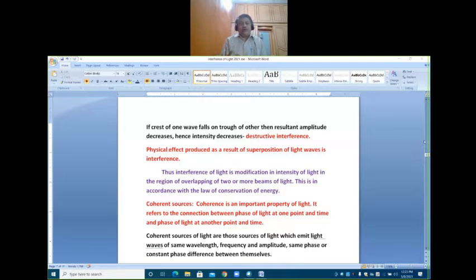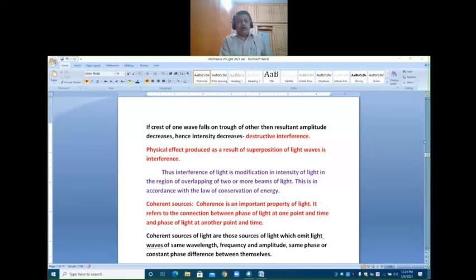It is a physical effect which you can see because of interference. Thus, interference of light is modification in intensity of light in the region of overlapping of two or more beams of light. This is in accordance with the law of conservation of energy. So according to conservation of energy, total energy should remain the same.